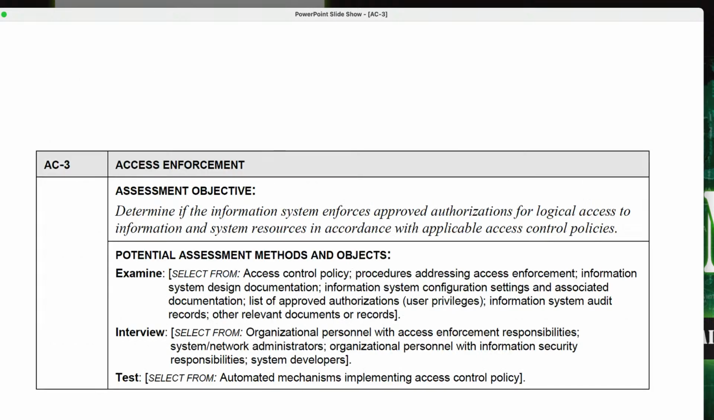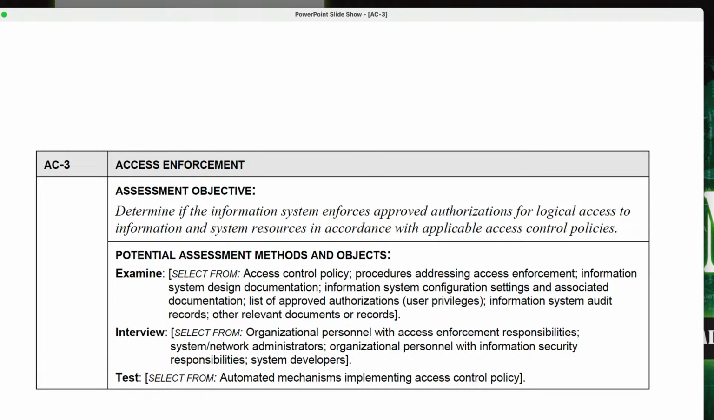So this is how we would assess the control if I was coming around as the security control assessor to look at the control to determine if it's in place, and really the assessment objective, determine if the information system enforces approved authorization for logical access to information and system resources in accordance with applicable access control policies. So we're going to rely on policies. We want to look at those policies to see what it's all about. So we're going to examine, we're going to interview and test, and obviously we're going to examine that access control policy and procedures, addressing access enforcement, and then a bunch of other stuff. But the biggest thing I'm going to look for, show me your access control policy.